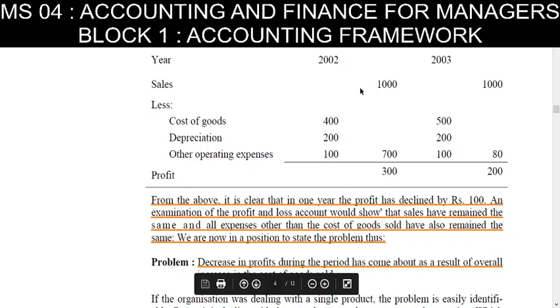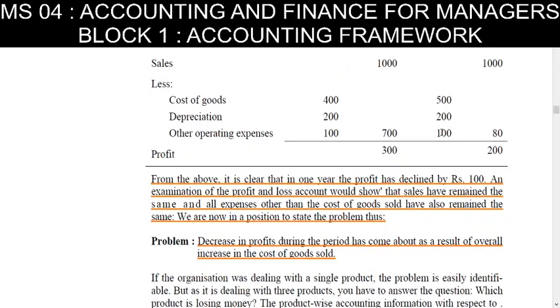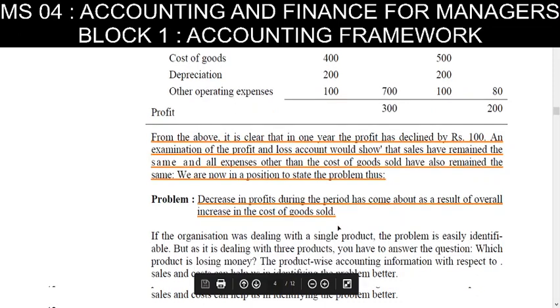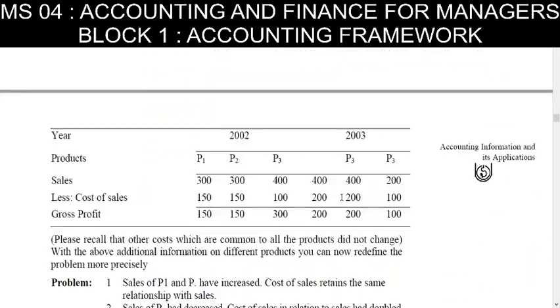You see here, in the year 2002 and in the year 2003, the sales figure is 1000, depreciation is 200, other operating expenses is also the same, it has not changed, whereas the cost of goods increased from 400 to 500. So the decrease in profits during the period has come about. What we can understand from this is the profits decreased because the overall cost of the goods sold increased by 100. In this way, the earnings information helps in identifying a problem.